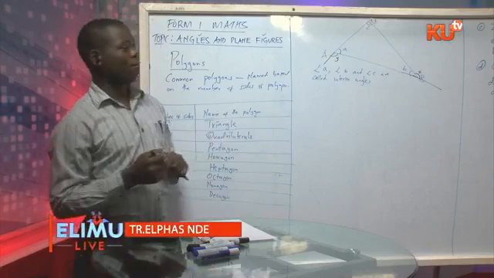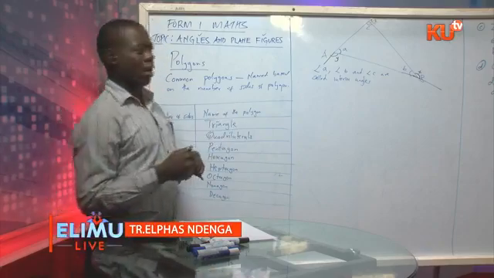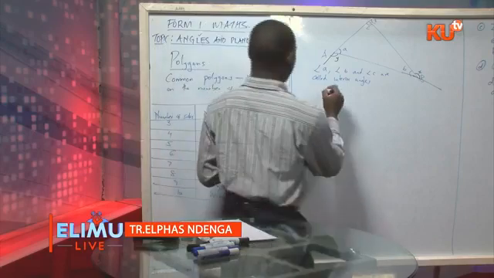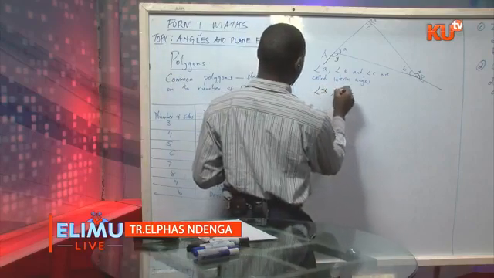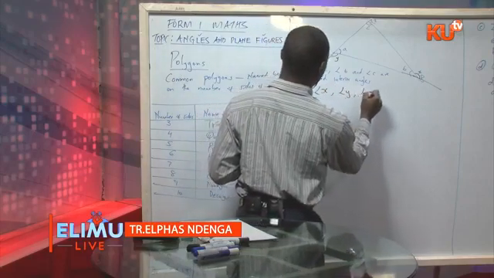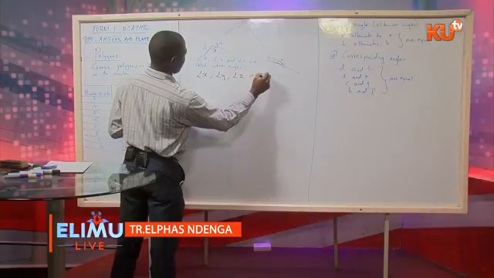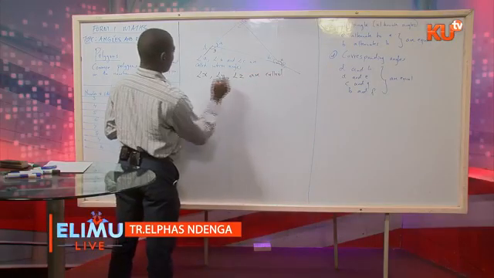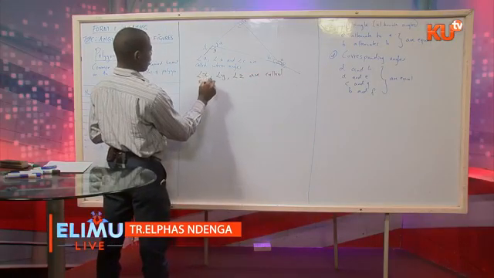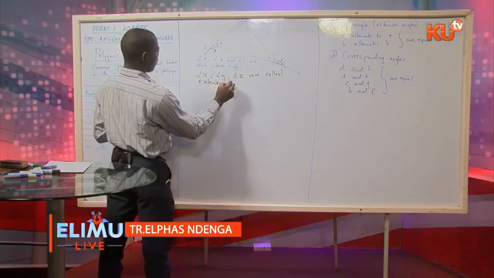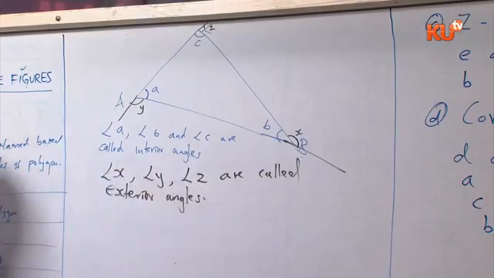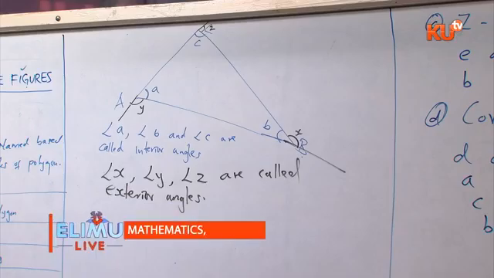These angles are referred to as exterior angles. So angle X, angle Y, angle Z are called exterior angles. They are called exterior angles.